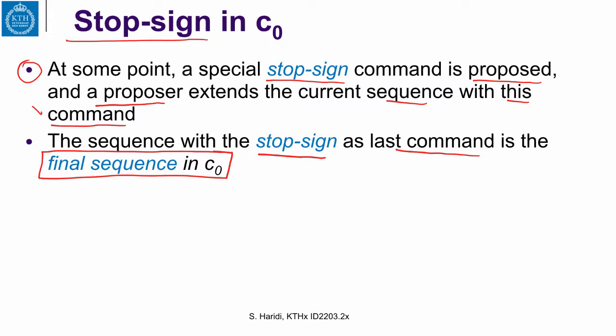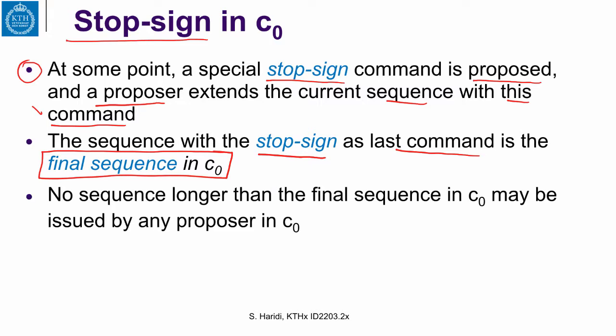In principle, every replica executes a StopSign command, and this sequence cannot be extended in this configuration. So what do we mean by that? It means that no sequence longer than the final sequence may be issued by any proposer in C0. It means that if the leader gets a command after the StopSign command, it just ignores it. In this configuration, my last command is a StopSign command. I will ignore any sequence above that.